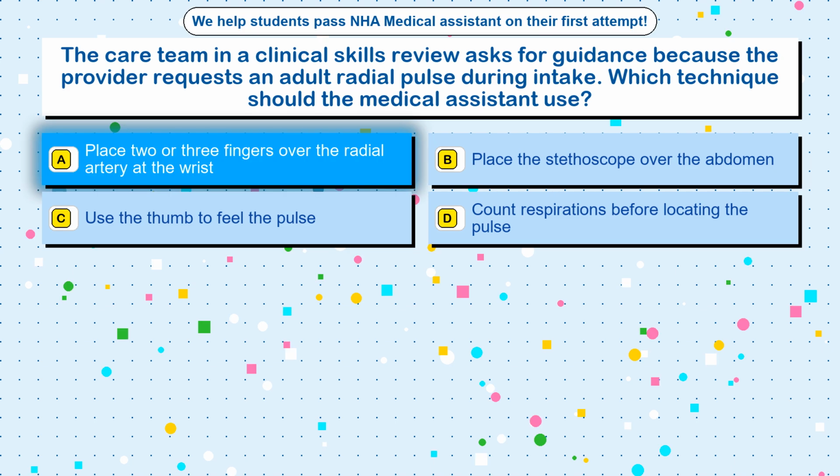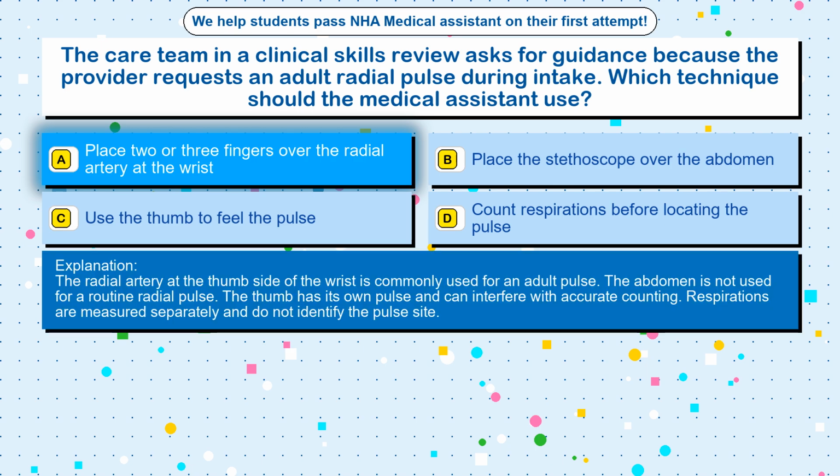The correct answer is option A. Place 2 or 3 fingers over the radial artery at the wrist. The radial artery at the thumb side of the wrist is commonly used for an adult pulse. The abdomen is not used for a routine radial pulse. The thumb has its own pulse and can interfere with accurate counting. Respirations are measured separately and do not identify the pulse site.